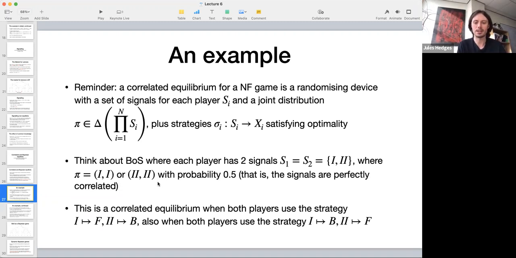Now with this randomizing device, it was a correlated equilibrium that both players use the strategy that in signal 1, they go to football, and in signal 2, they go to ballet. So they're deferring their decision to the randomizing device, and because it's correlated, it makes the same decision for both of them. There's also a different correlated equilibrium with the same randomizing device, where both players use the strategy that plays ballet in signal 1 and football in signal 2.